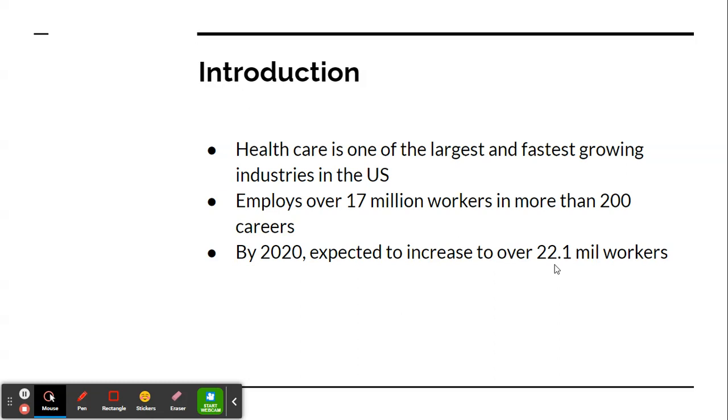Your book's a little outdated. It only talks about expectations up to 2020, which we've already passed. But just keep in mind, healthcare is one of our largest and fastest growing industries. We've talked about some of the different reasons, like home health care and geriatric care, and trying to save our costs in healthcare. So it was anticipated that by 2020, we would have over 22 million workers working in healthcare.